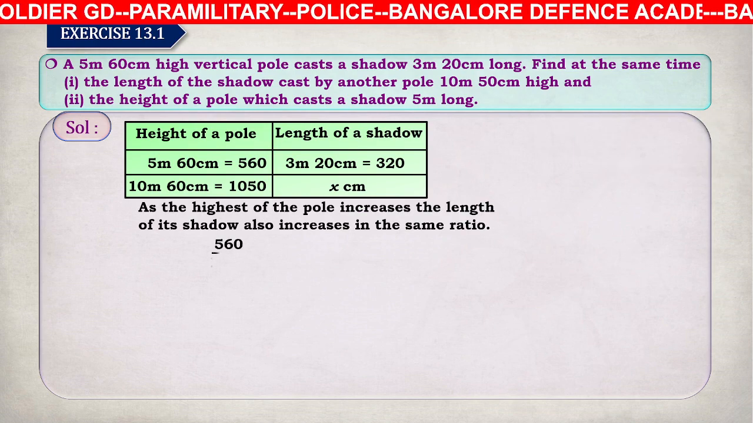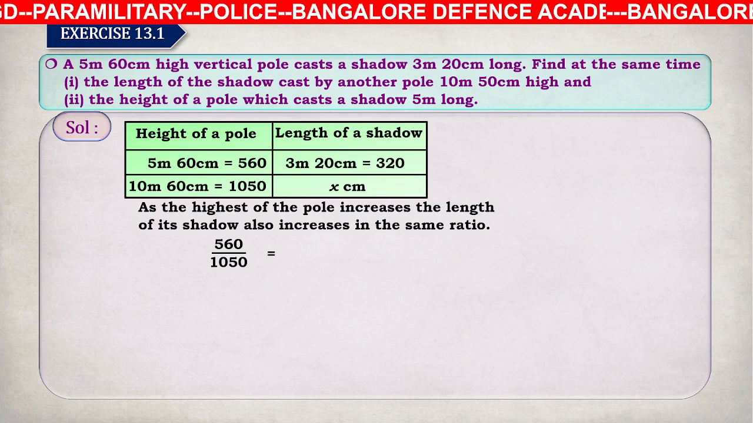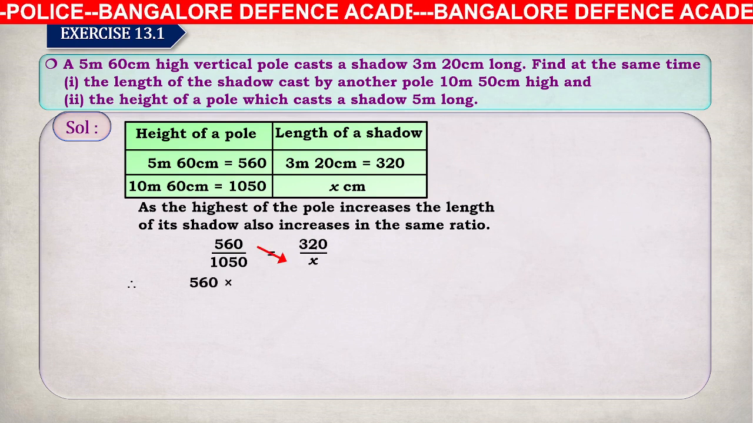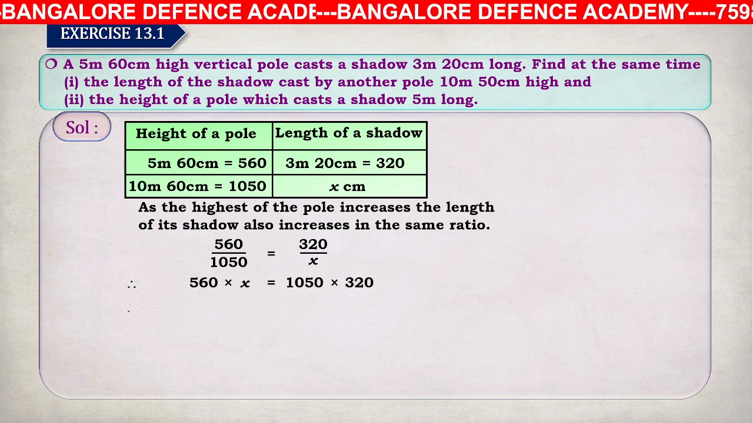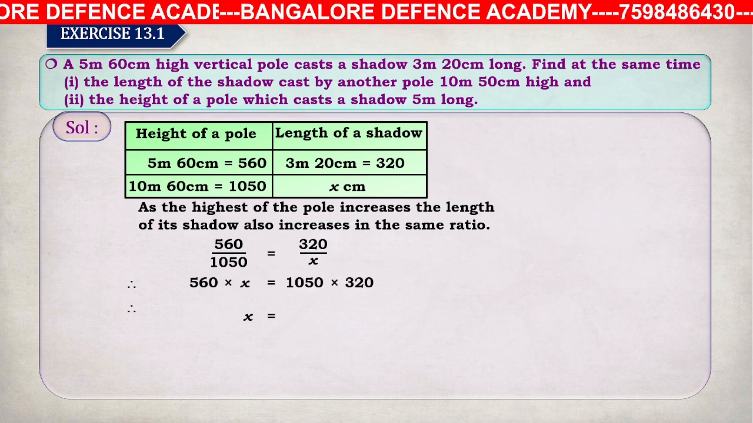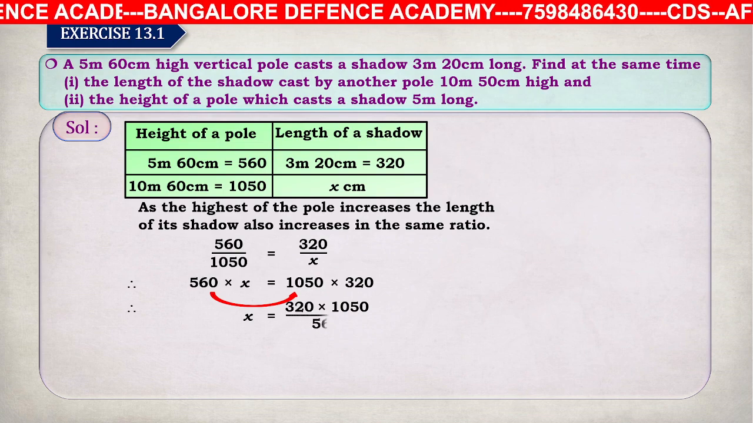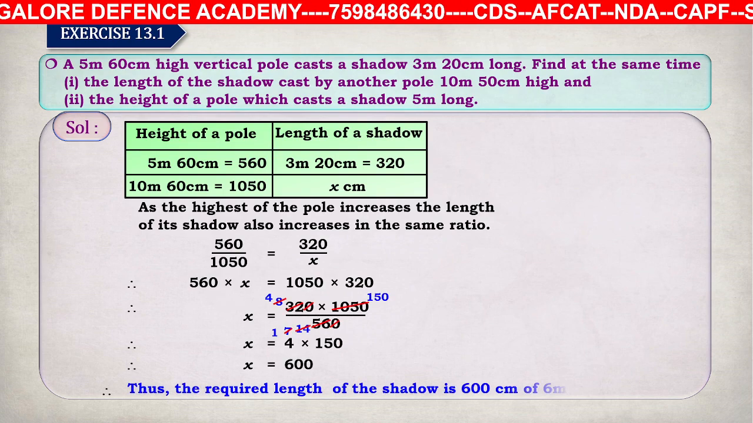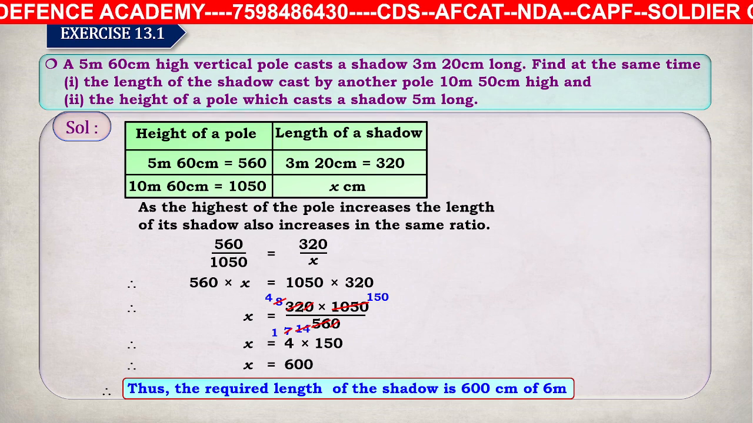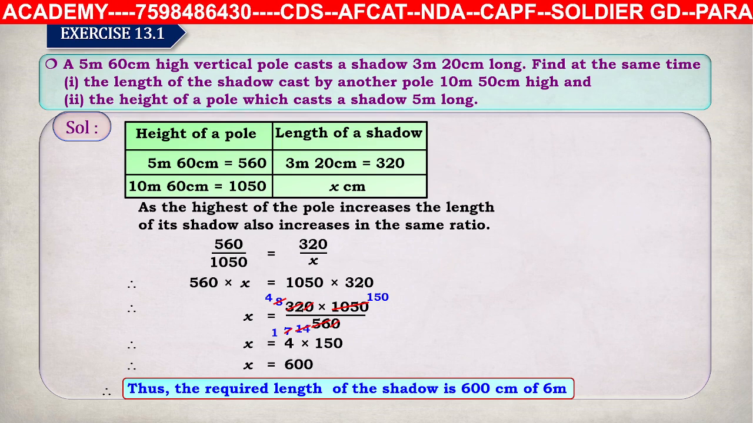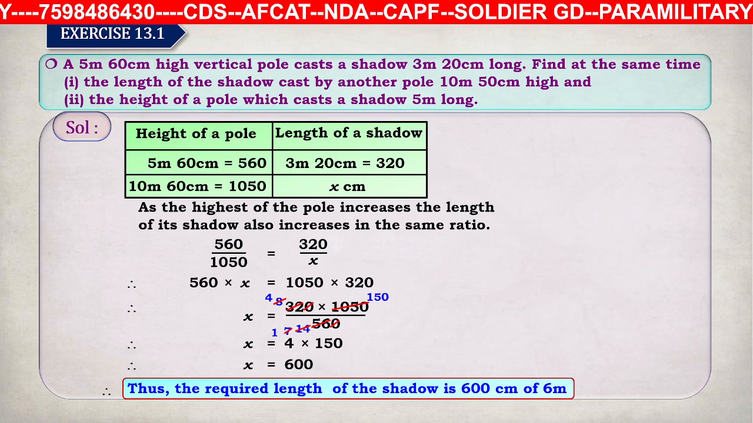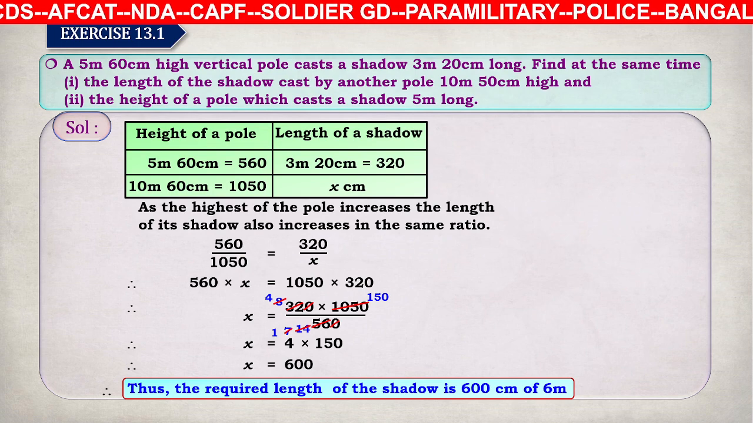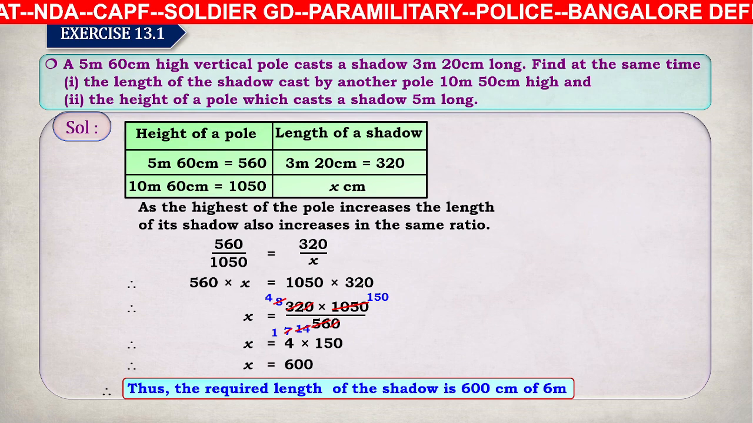So in this ratio method, I am going to take 560 by 1050 is equal to 320 by x. So when I cross multiply, I get the answer as 560 into x is equal to 1050 into 320. When I simplify this, I get the answer as x is equal to 600. So the required length of the shadow is 600 centimeter, or you can say it as 6 meter. Okay, you can convert meter into centimeter and centimeter into meter based on what the question demands.